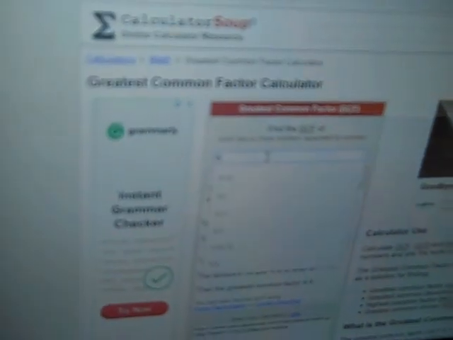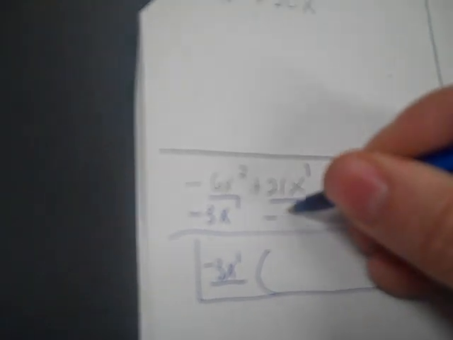Okay, and then on my computer I go 6 and 21, 6 comma 21. They're not the same numbers, so it'll give me the GCF, and that's 3. Okay, so negative 3x to the 1 gets kicked out, and then we divide by negative 3x to the 1. So that's 2 and 1, that's 1 and 1. We can get rid of those.